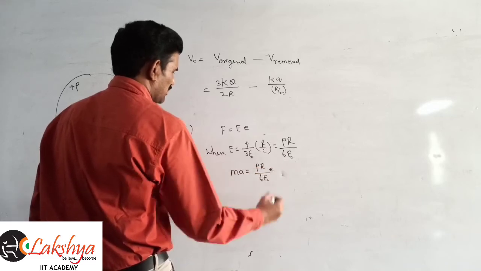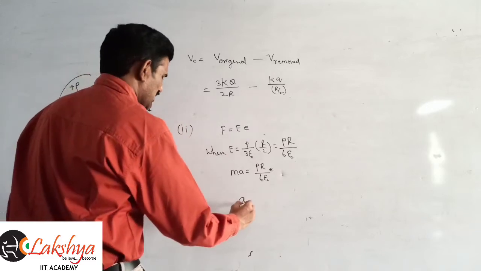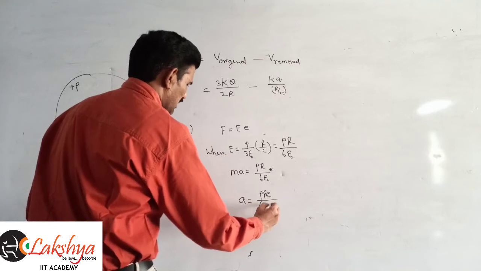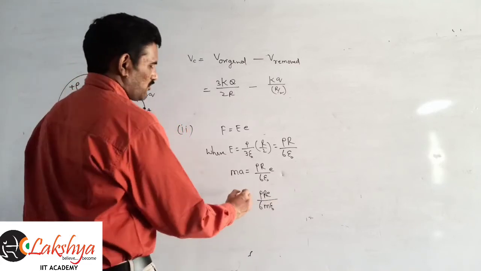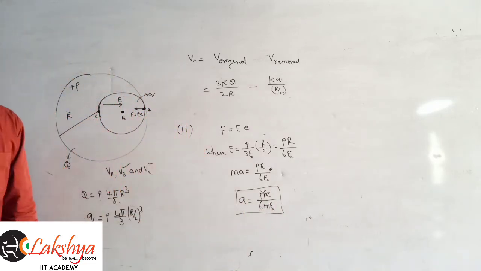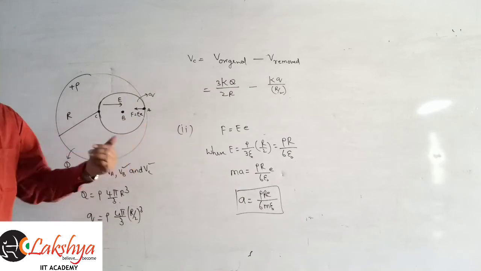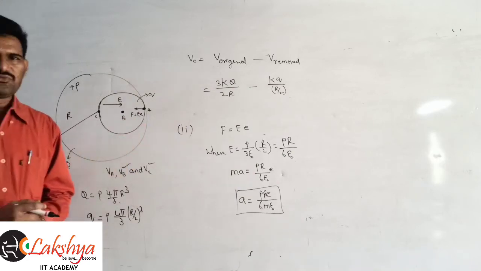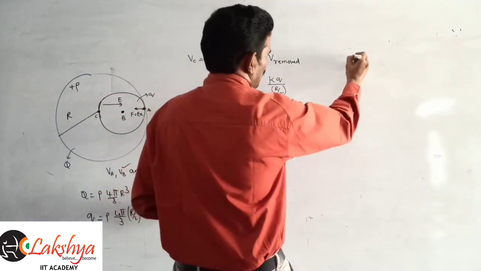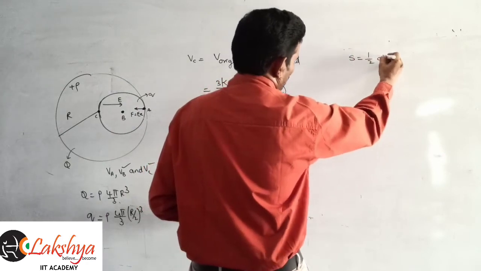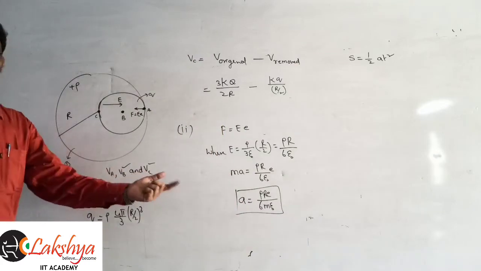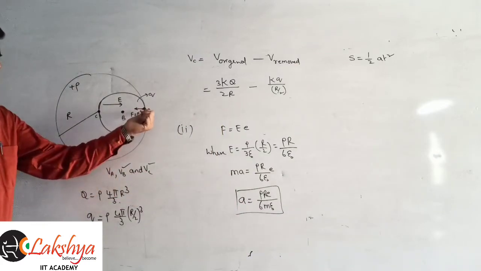Now from this you can write the acceleration a equal to rho r e by 6 m epsilon naught. Now we can observe that this acceleration is a constant value. As the field is uniform, you can conclude that the acceleration is constant. Now we can use s equal to half a t square, because the particle is moving with uniform acceleration and the initial velocity is 0. We are releasing from rest here, so the initial velocity is 0.